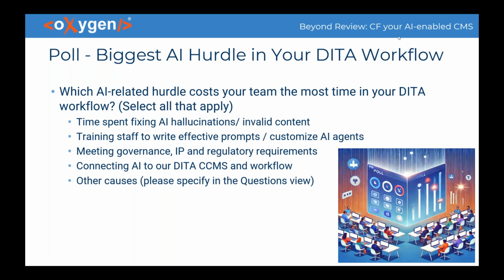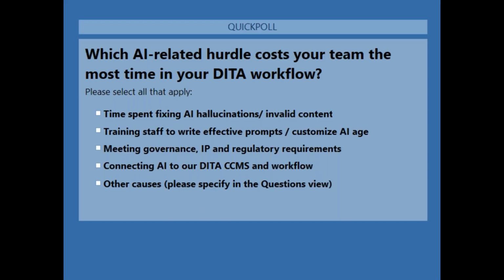To warm up, I was thinking to start with a poll. So I want to learn from you what's the biggest hurdle in your DITA workflow related to AI. So it's the time spent fixing AI hallucinations or invalid content, or training staff to write effective prompts or customize AI agents, or the governance and IP requirements, or is it the work to connect AI to your CMS and other workflows? And of course, if you have other hurdles, feel free to share them in the questions panel.